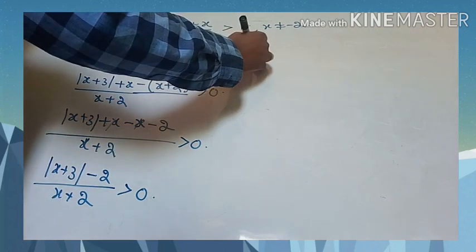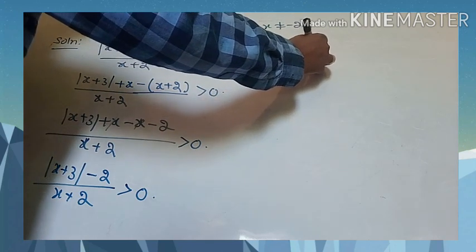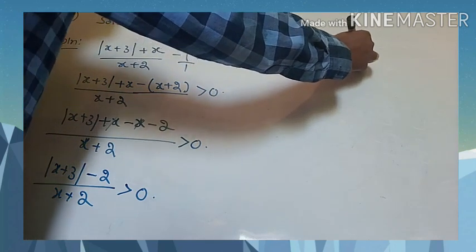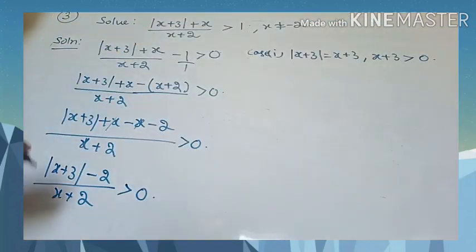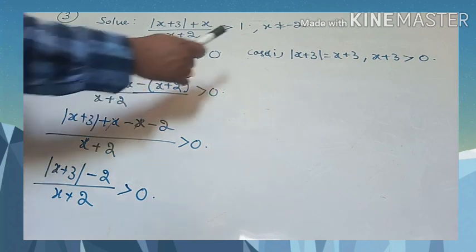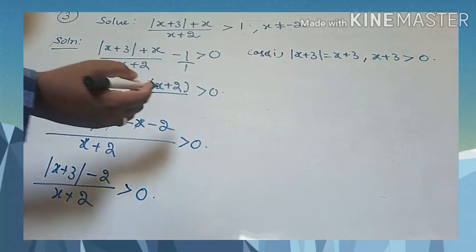Now let us take case 1 here. Case 1: when modulus of x plus 3 is equal to x plus 3, that means x plus 3 is positive. Modulus of x plus 3 equals x plus 3 when x plus 3 is positive. You are having it like this.